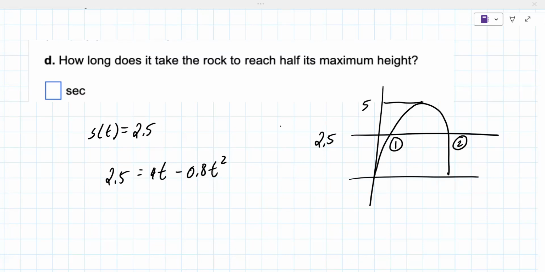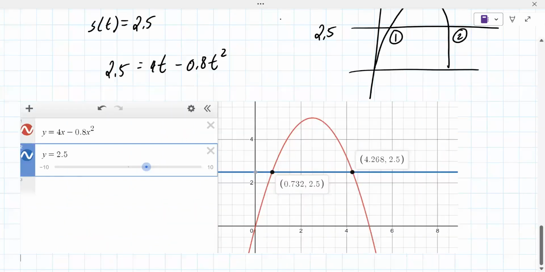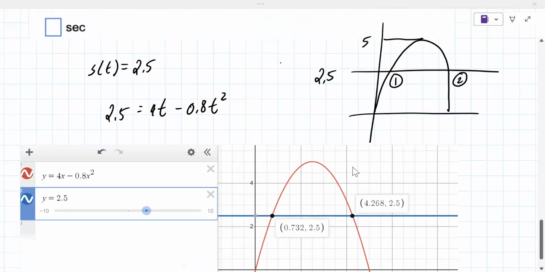And as I suggested, the answers are not whole numbers. It even says in there to round to a certain number of decimal places. So you can see there that it's 2 decimal places. So the answer is 0.73 for the first one and 4.27 for the second one.